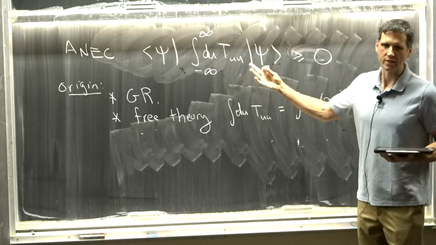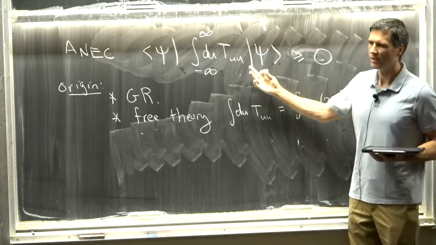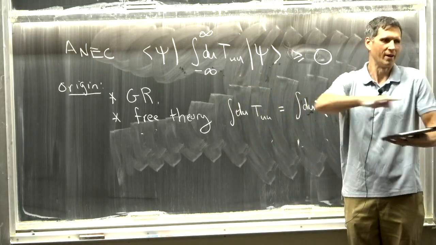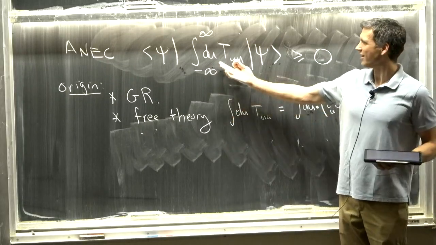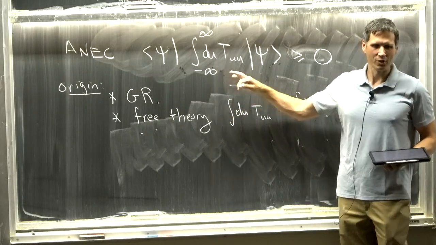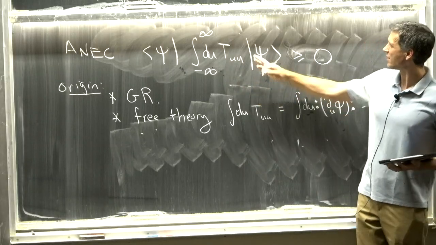You can make states in quantum field theory with, like, the uniform energy density state. That's a weird state with infinite energy, but the ANEC doesn't make any sense on that state. So we're careful that it's positive whenever it makes sense.